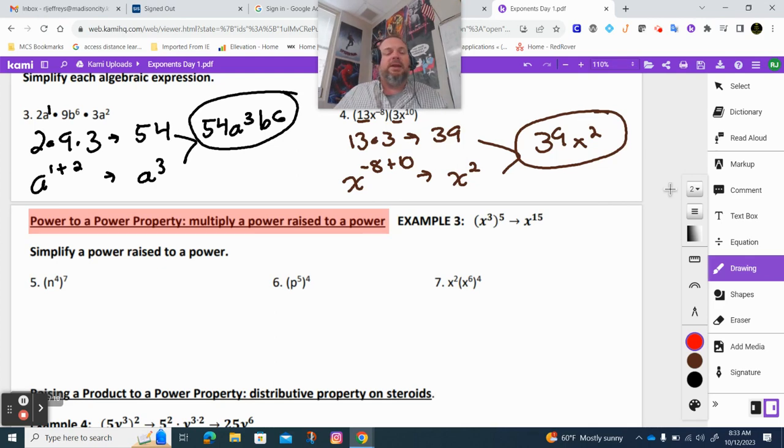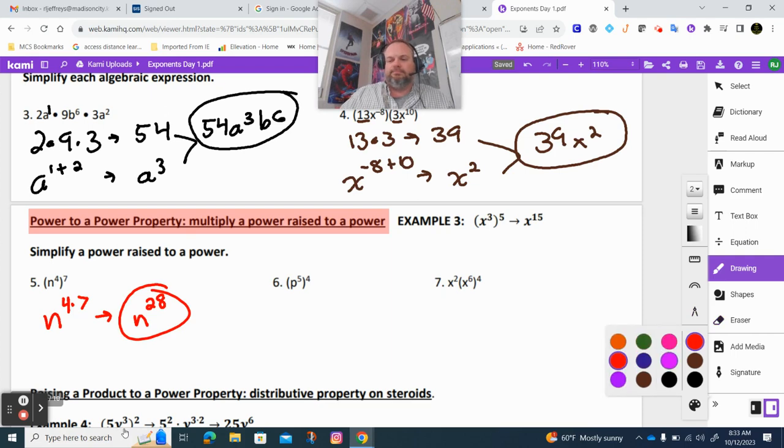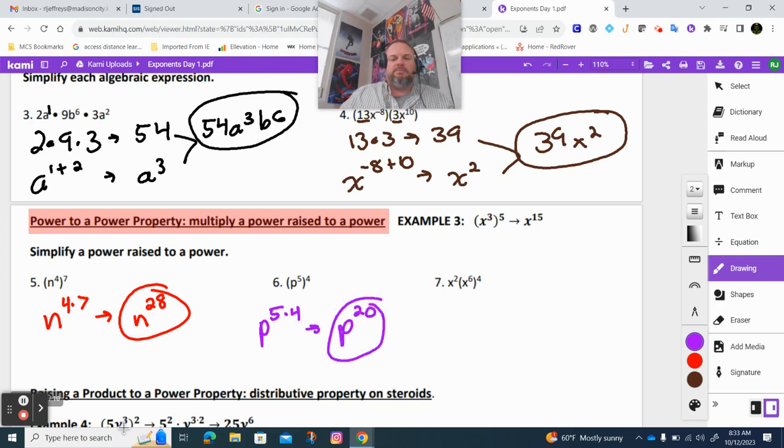Okay. So this, number 5, this is n to the 4 times 7, which is n to the 28th. Okay. This is p to the 5 times 4, which is p to the 20th. Number 7.